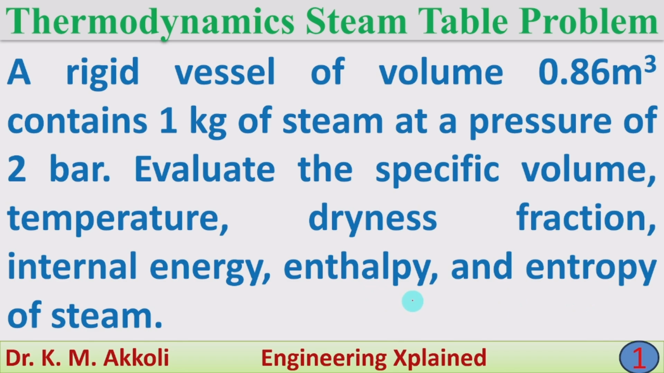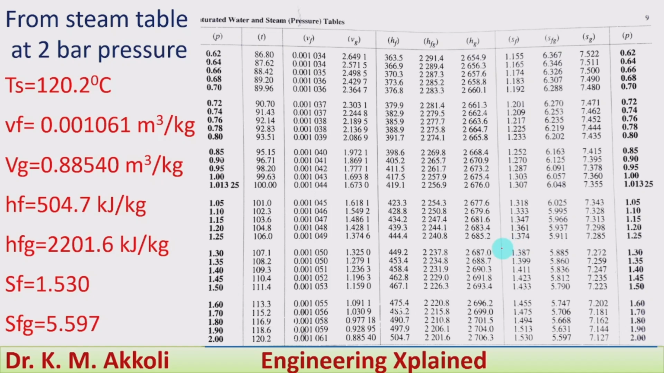To find this, we have to take the properties of the steam at 2 bar pressure. Then by finding those properties we can evaluate all the other parameters such as specific volume, dryness fraction, internal energy, enthalpy and entropy. To continue, first we'll take the steam table, the saturated water and steam table, pressure based. From the steam table at 2 bar pressure, we have to take the properties.